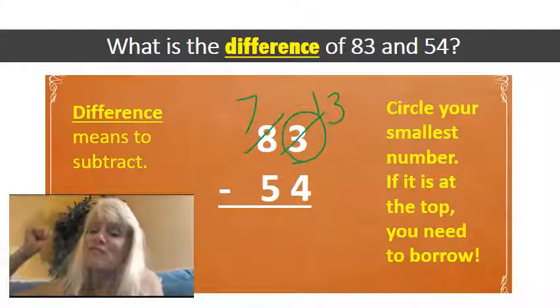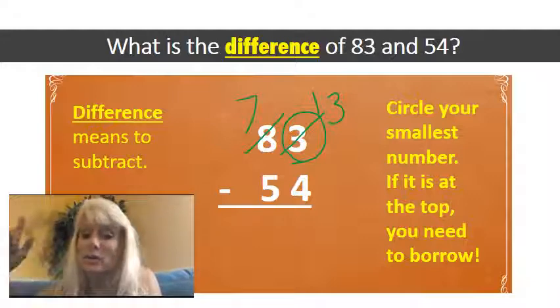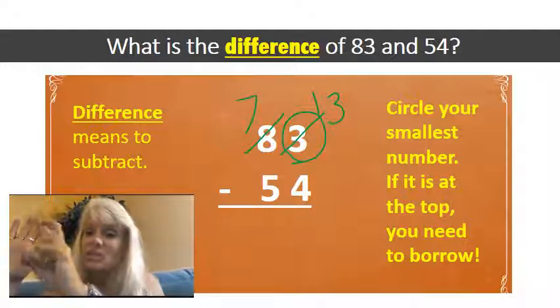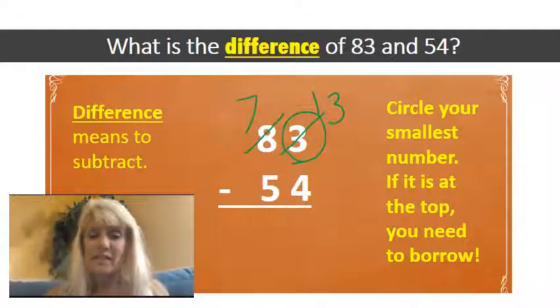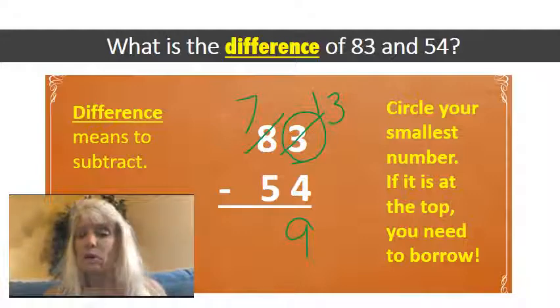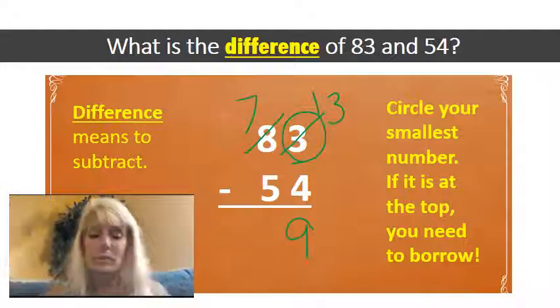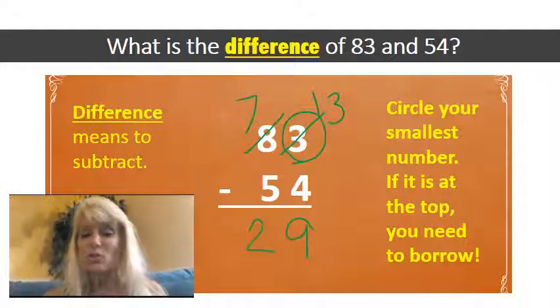Now I'm going to pop 4 in my hand and count up to the 13. So 4, 5, 6, 7, 8, 9, 10, 11, 12, 13. That gives me 9. When I go to the other side, I pop the 5 in the bottom, 6, 7, and I count up. Now notice my answer is 29.